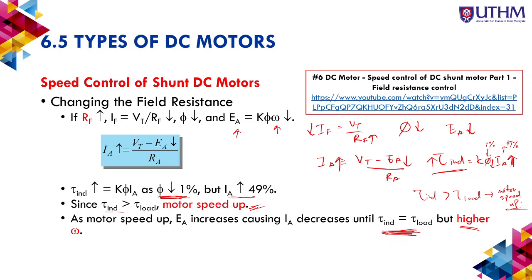If you want to increase the speed, then increase RF. This is one of the ways. The same goes inversely: reducing RF will reduce the speed.